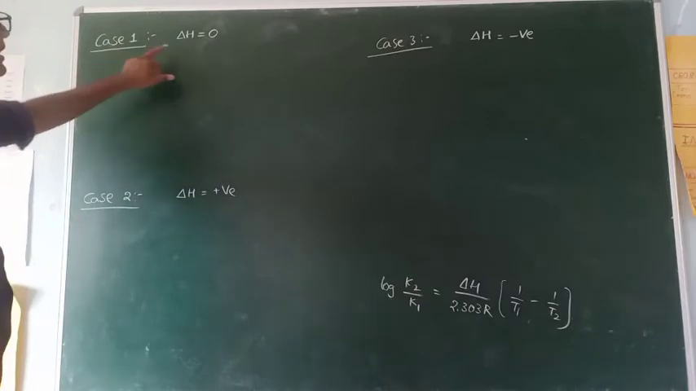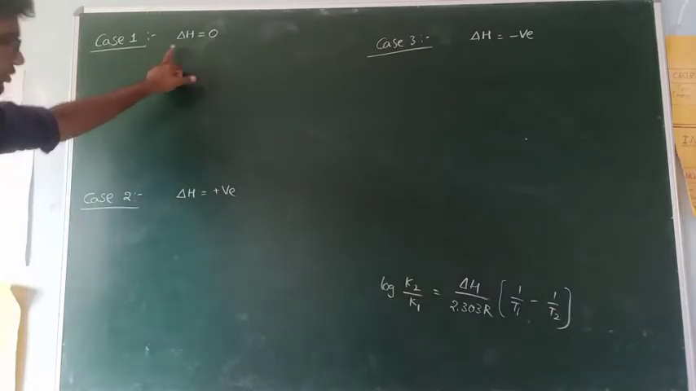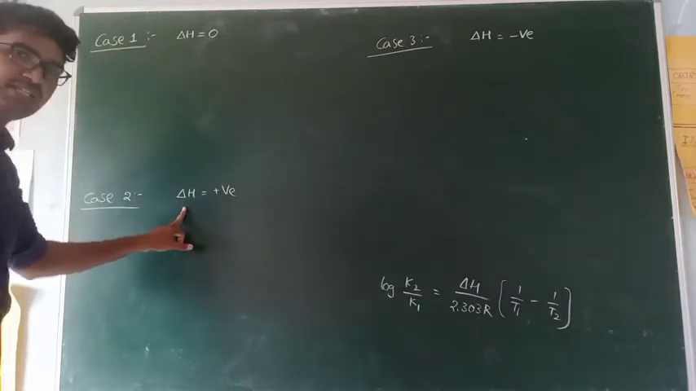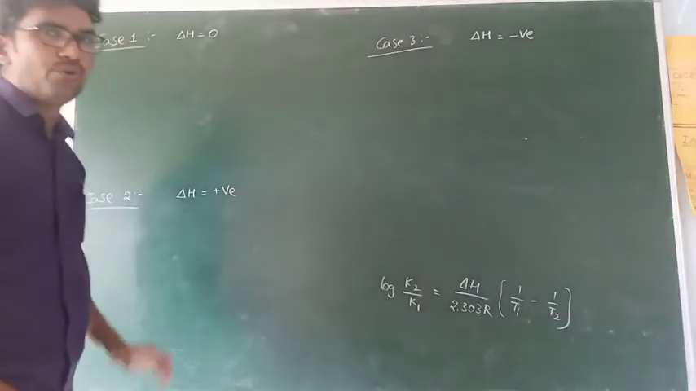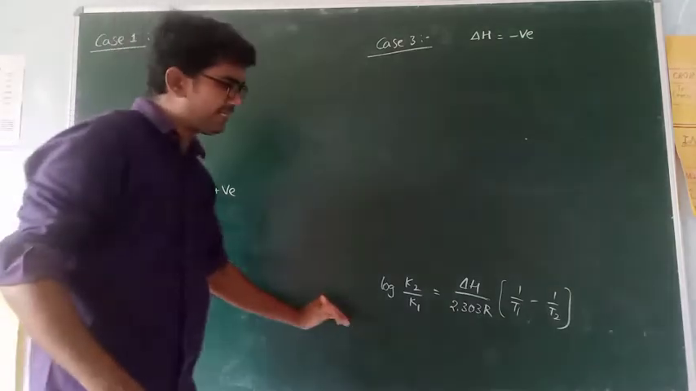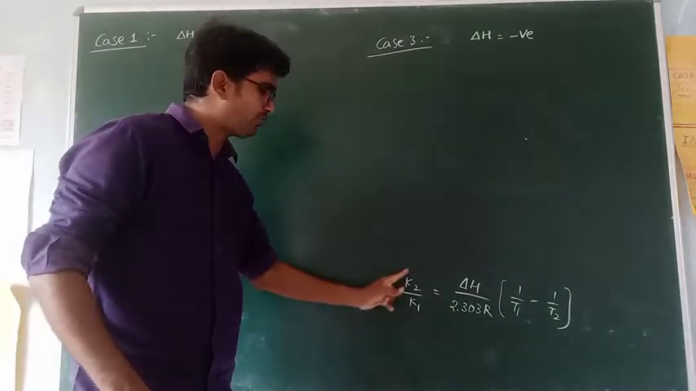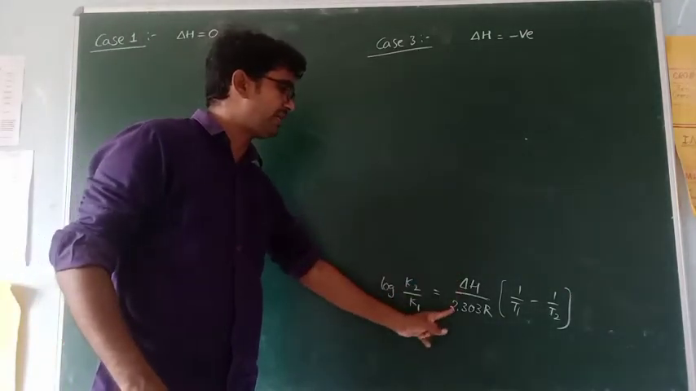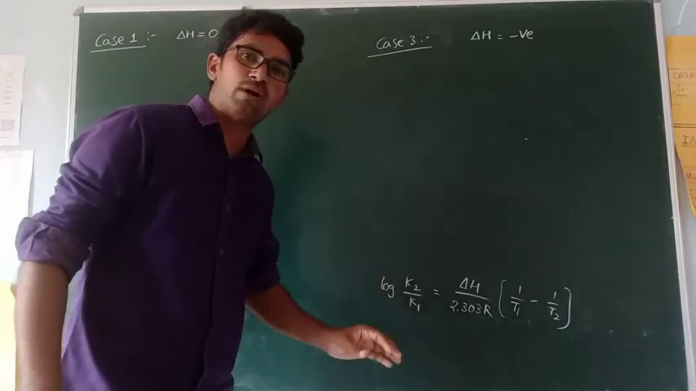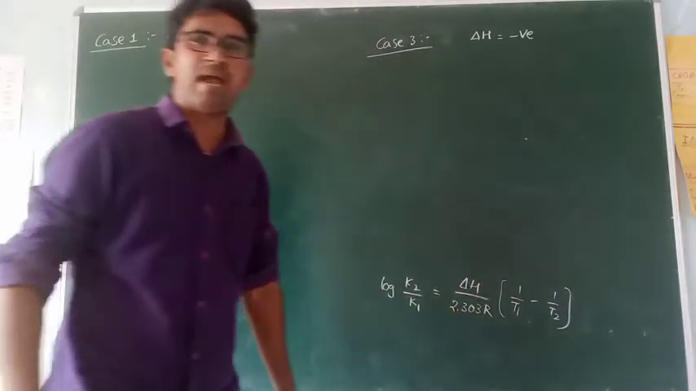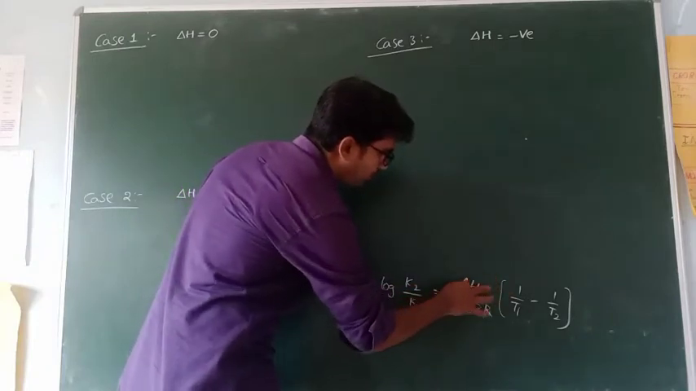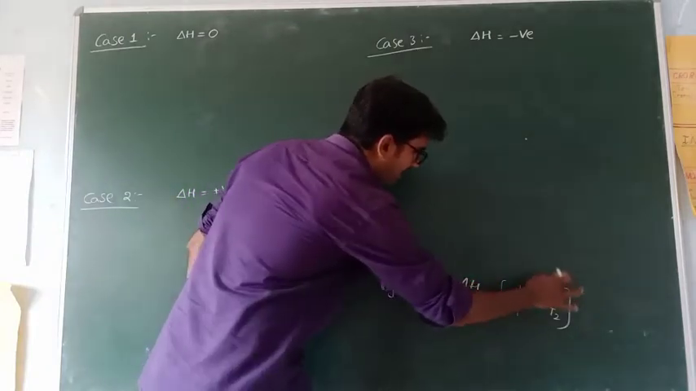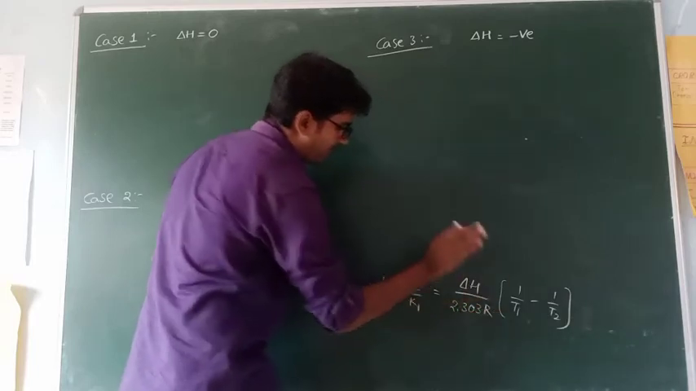Case 1, if delta H is equal to 0. Second, delta H is positive. Third, delta H is negative. Okay sir, actually what is the reaction? Log K2 by K1 is equal to delta H by 2.303 into R into (1 by T1 minus 1 by T2). If delta H is equal to 0, then the total value is 0.